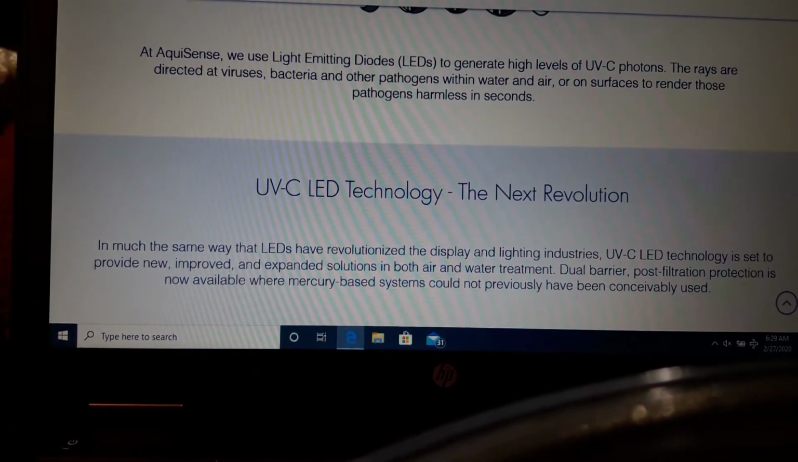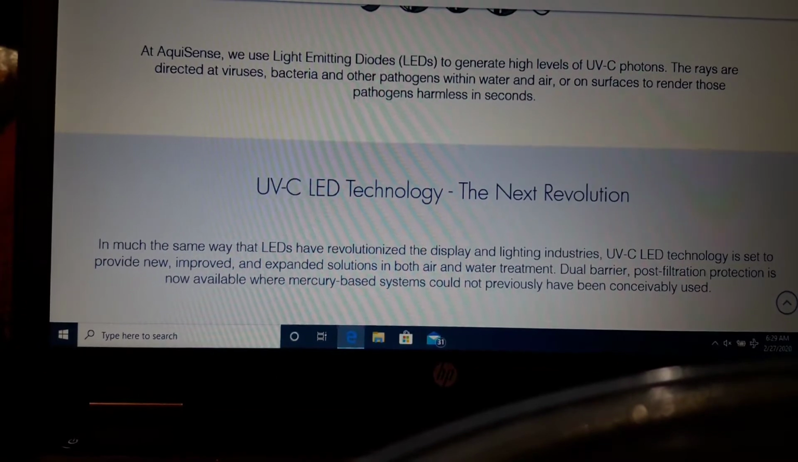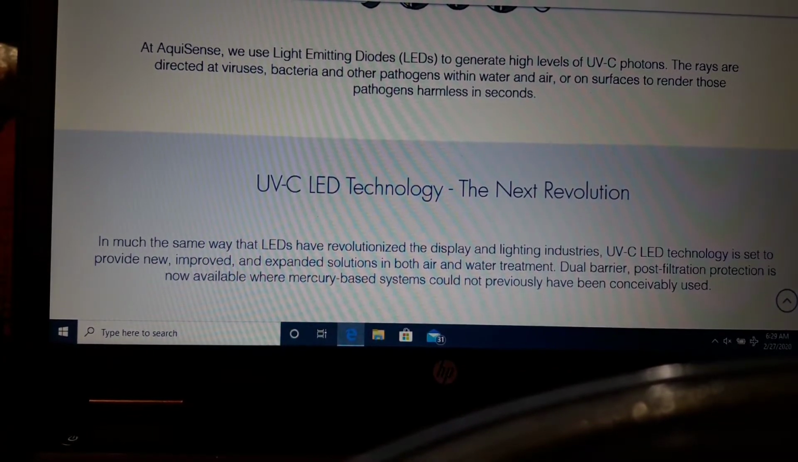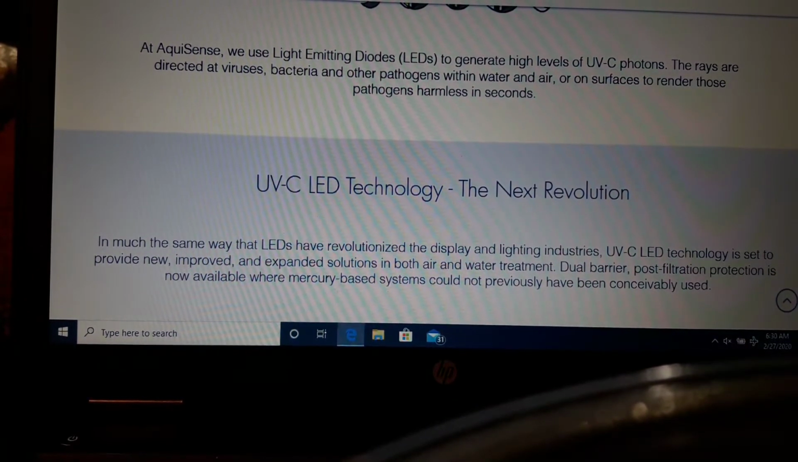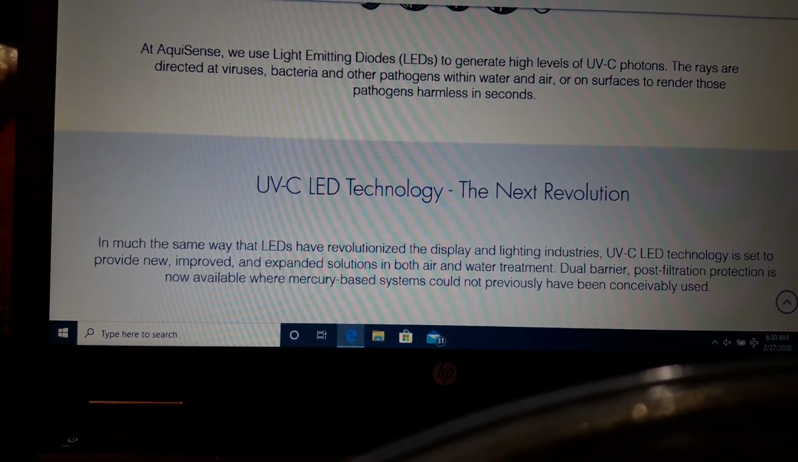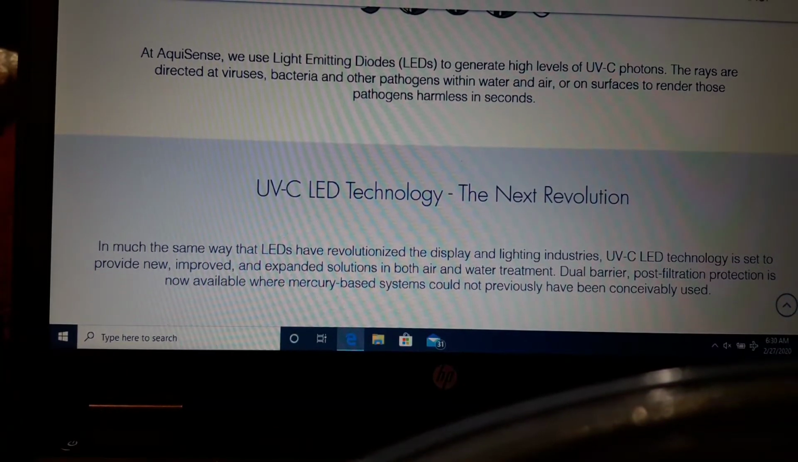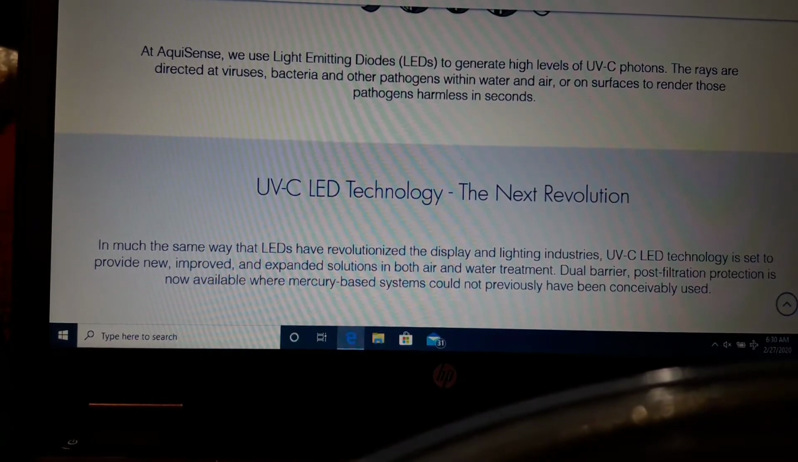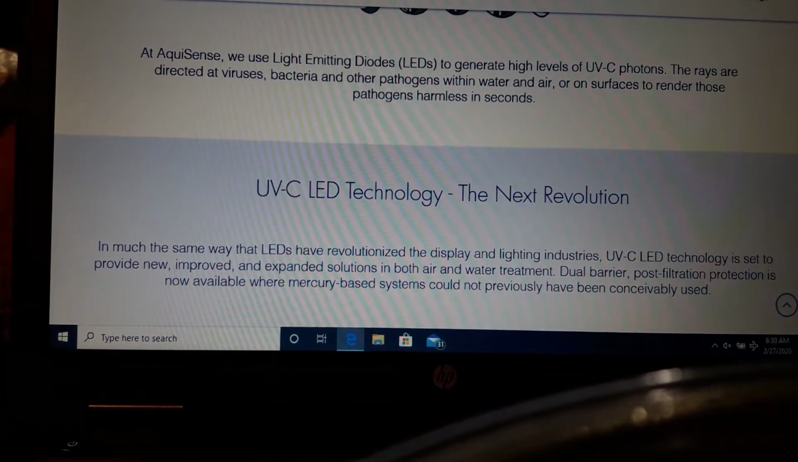So at Aquasense, we use light-emitting diodes, LEDs, to generate high levels of UVC photons. The rays are directed at viruses, bacteria, and other pathogens within water and air, or on surfaces to render those pathogens harmless in seconds.